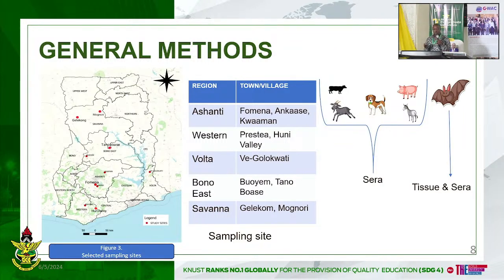Bono East, Boyem Enclave, and Tanoboase is also an area where we have caves where these bats are encountered or can be found, or they roost. Then Savannah is due to the human and animal-wildlife interaction. There are also some caves around that it is believed that these bats are hiding in.